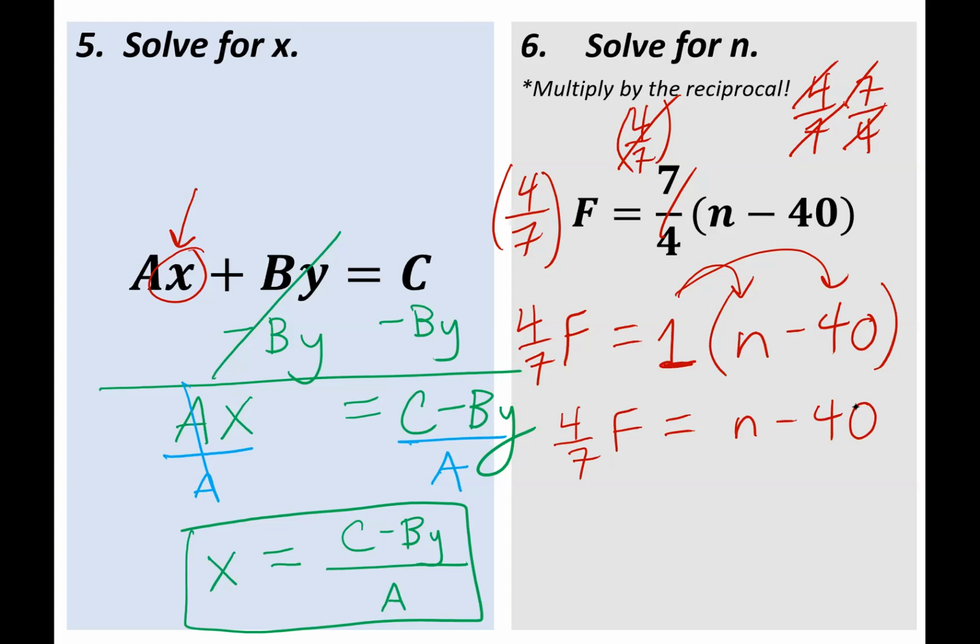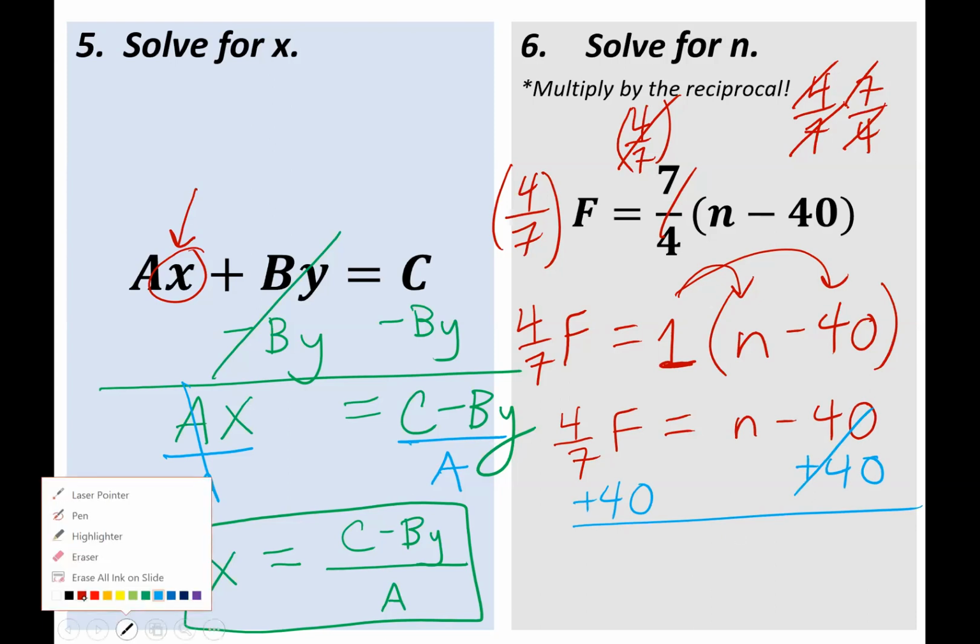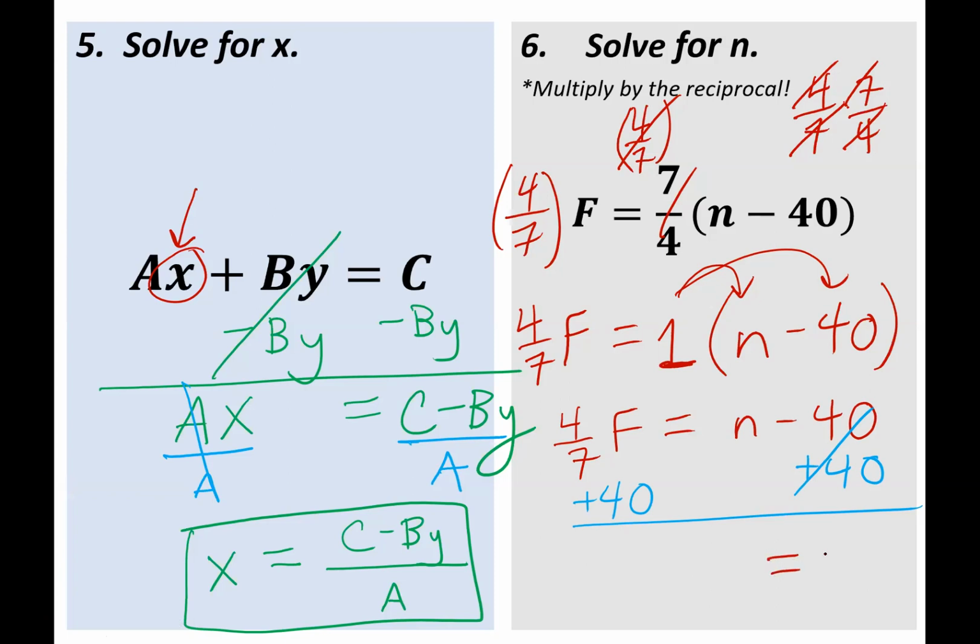Now remember what we're solving for. Our direction said to solve for n. We're almost done with that. We have n minus 40, so to cancel out the minus 40, the last step will be to add 40 on both sides. So I'll write plus 40 on the right side and the left side. All right, and now we have n by itself on the right side, and then on the left side, we have 4/7 f plus 40.